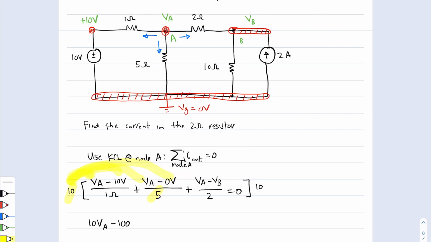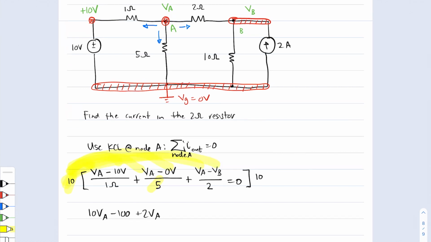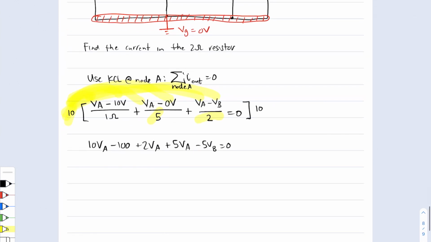So 10 divided by 5 is 2. So I get plus 2 VA minus 0. So I'll just leave it like that. And then the 10 I can distribute over here and over there after canceling with that 2. So here, this is going to be 5 VA minus 5 VB, and that's equal to 0.